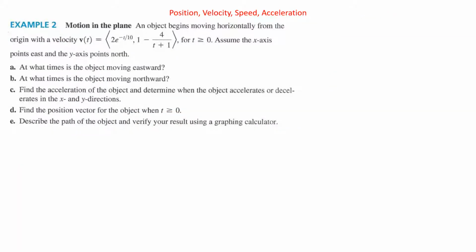Next one, motion in the plane. So here an object begins moving horizontally from the origin with a velocity v of t. So now we have velocity, not position. v of t equals 2e to the negative t over 10, comma 1 minus 4 over t plus 1, and t is greater than or equal to 0.